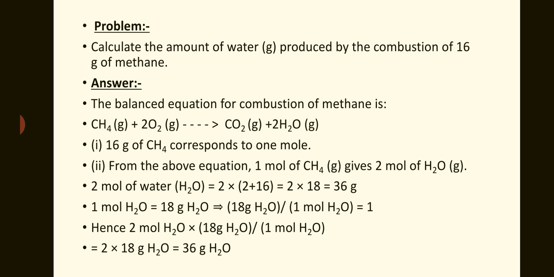Now one problem is given to you: calculate the amount of water in gram produced by the combustion of 16 gram of methane. So the same reaction, the balanced equation for combustion of methane is CH4 gas plus 2O2 gas gives CO2 gas plus 2H2O. So again, the stoichiometric interpretation of the above equation is, you can easily see, 16 gram of CH4. How 16 gram of CH4? Carbon's atomic mass is 12, and 4 hydrogens are there, so 4 multiplied by 1. So 4 plus 12 you will get 16 gram.